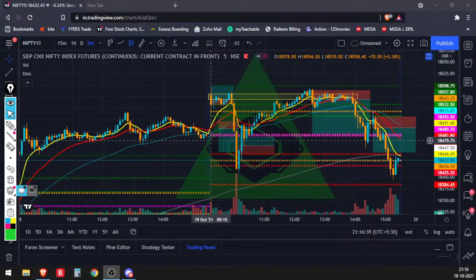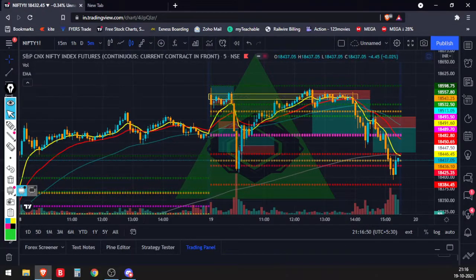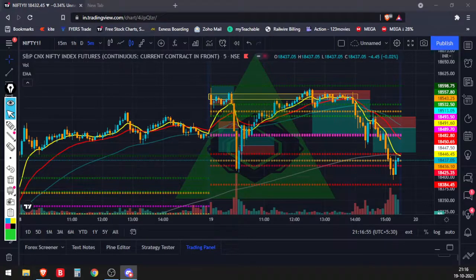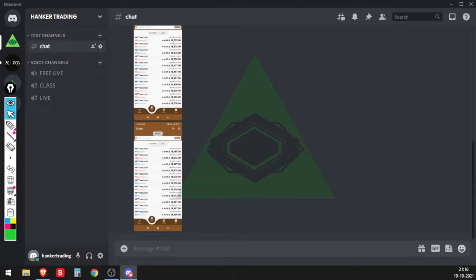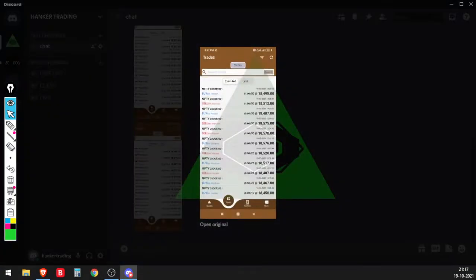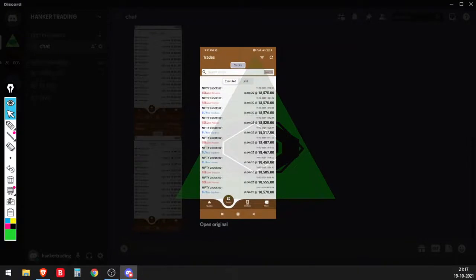Today's market was a very beautiful move, and it made me book a very huge profit. So let me open my Discord server and show you the images that have been shared there, so you can see the entries and exits. We'll open the first image. I think this is the last image I have seen, so let's go to the first image. Okay, here it is.